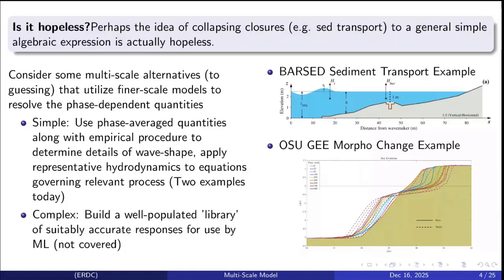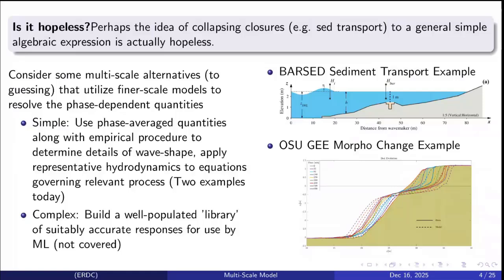But on the right-hand part of this panel, I'm showing you there's two experiments that I'm going to compare with today. First is called BARSED, and we'll use that to compare the sediment transport directly. And then the next one is at Oregon State, they did something called the Great Erosion Experiment, which is a large morphological change laboratory experiment, and I'll compare the same model to both of these cases. So what are the alternatives if we're not going to just guess like SHORECIRC does?